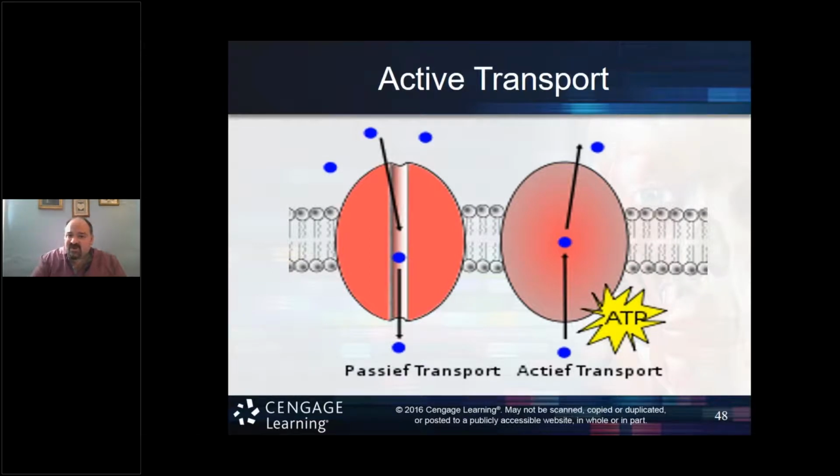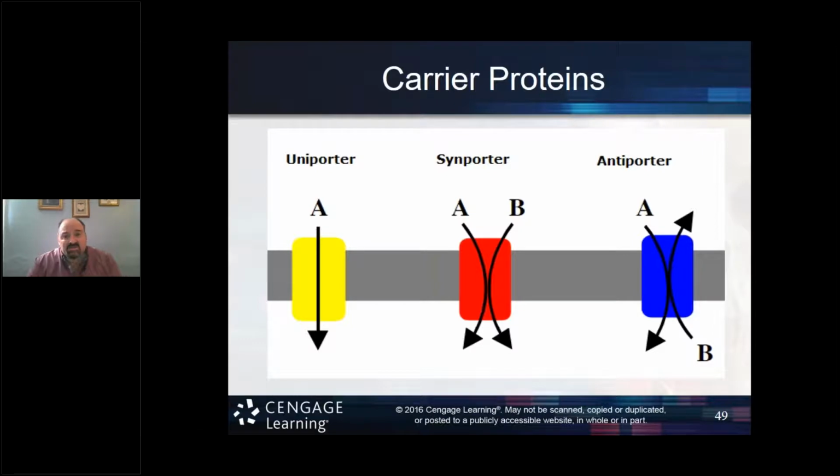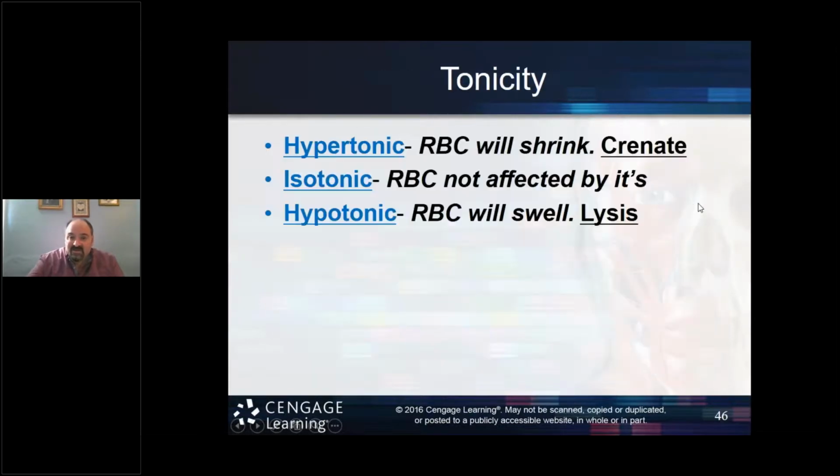Active transport here, again, requirement of ATP. Passive transport just moves from high concentration to low concentration. You'll see here, as far as there are also methods using carrier proteins. And a carrier protein will in turn either move one substance in one direction, or move two substances in the same direction, symporting, or antiporting, moving one substance in one direction and another substance in the opposite direction.